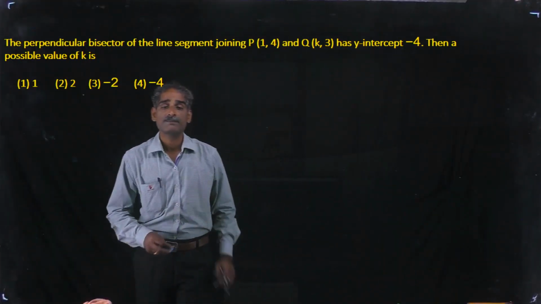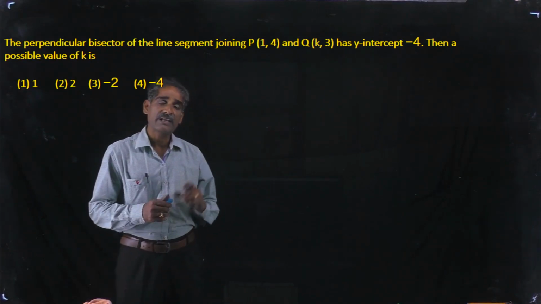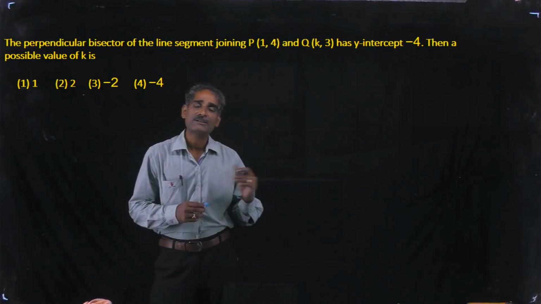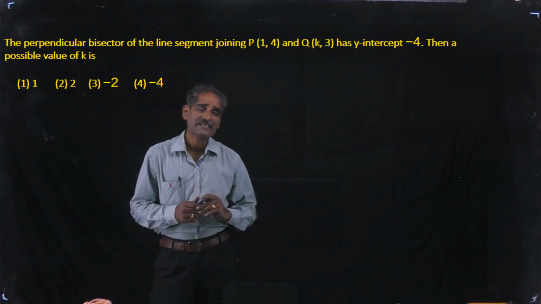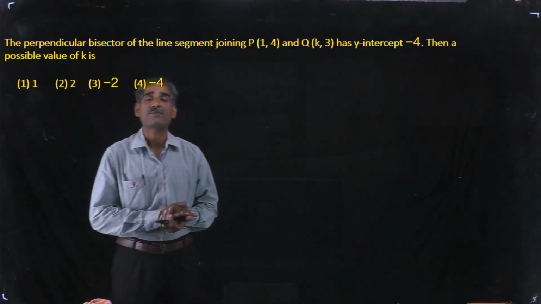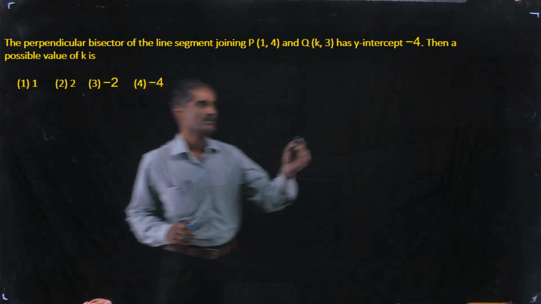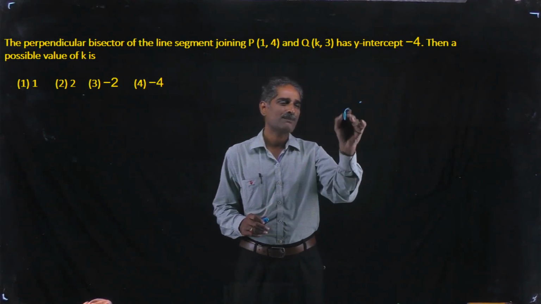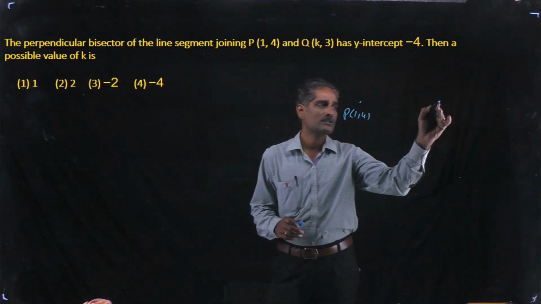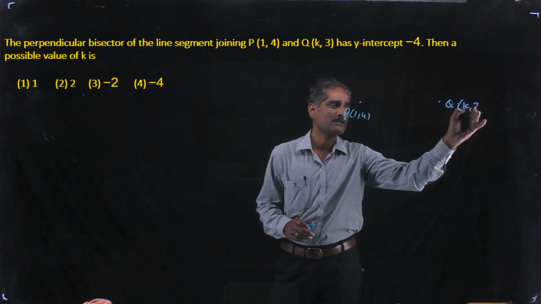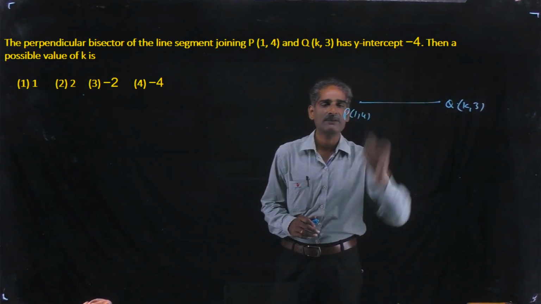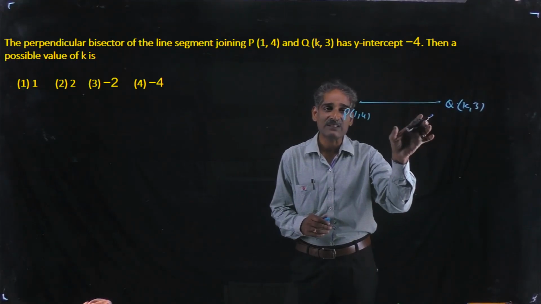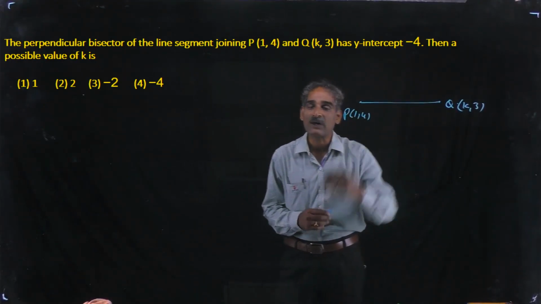See this problem. The perpendicular bisector of the line segment joining P(1, 4) and Q(k, 3) has y-intercept −4. The possible values of k are dash. Suppose these are the positions of the given two points. P is the point (1, 4) and suppose here Q is (k, 3). This is the line segment joining P and Q. Now the perpendicular bisector of this has y-intercept −4. Then what are the values of k?